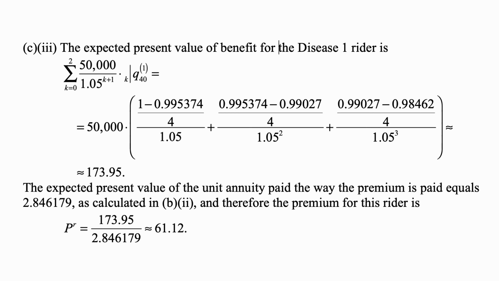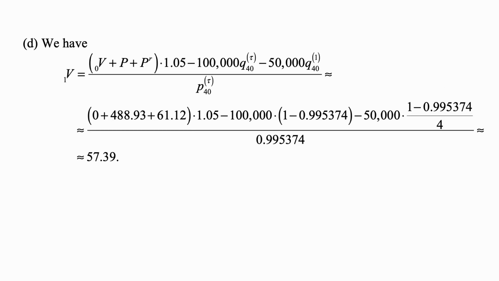The expected present value of the unit annuity paid the way the premium is paid equals, as we know from previous calculation, 2.846179. And therefore the premium for this rider is 173.95 over 2.846179. That's approximately 61.12.